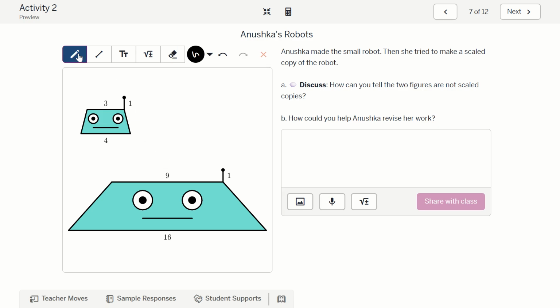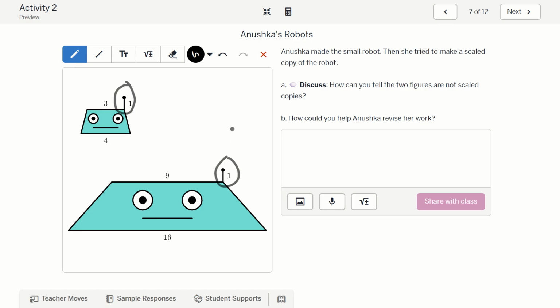Not the angles. There's one specific thing. The antenna. The antenna. Ladies and gentlemen, get your pencils ready because this is going to be a good one.